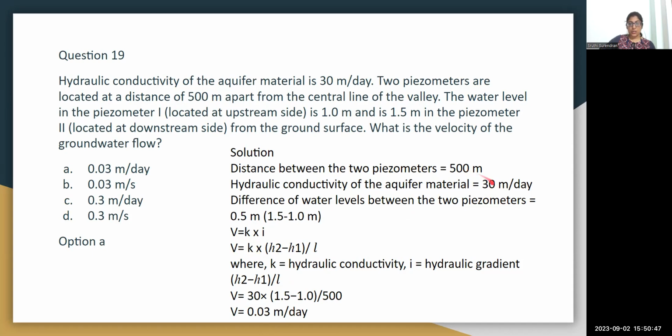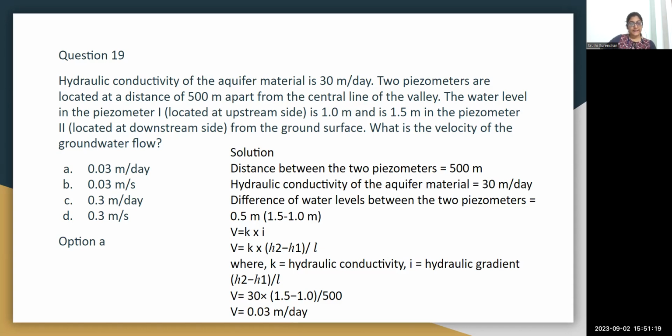Let's look at all the units. All the units are in terms of meters, so we don't need to convert anything to any other unit. So direct substitution and you get the answer as 0.03 meter per day. So it's option A, which is the correct answer.